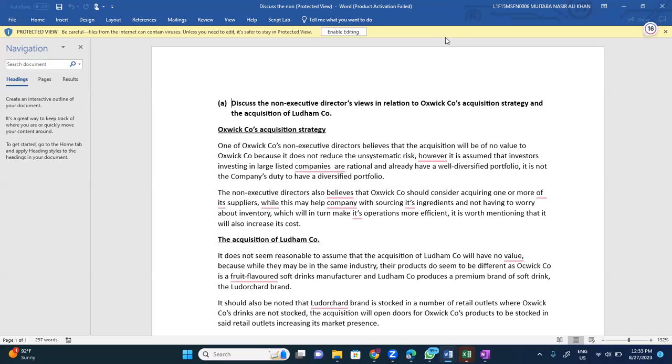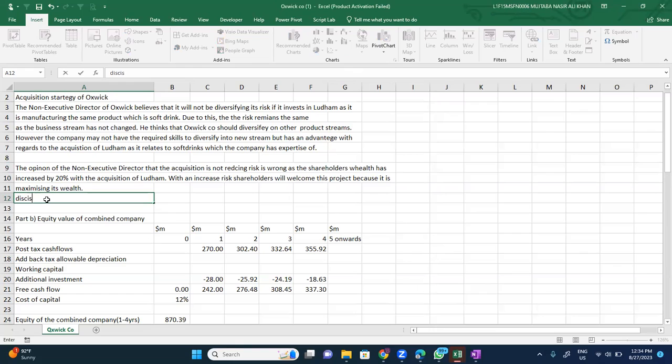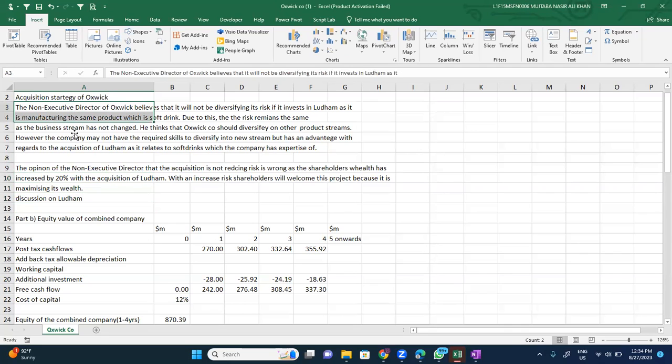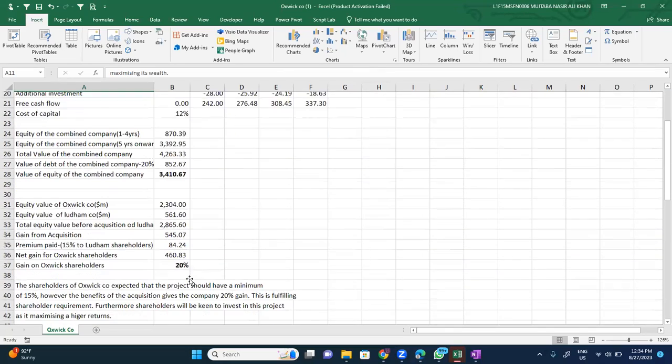Okay. But do mention that the shareholders have already diversified their wealth. Okay. One point is missing. You haven't done discussion on Ludum. I think you have written this point, but I think it's a little less. Please explain it more. Okay, the answer is right here.